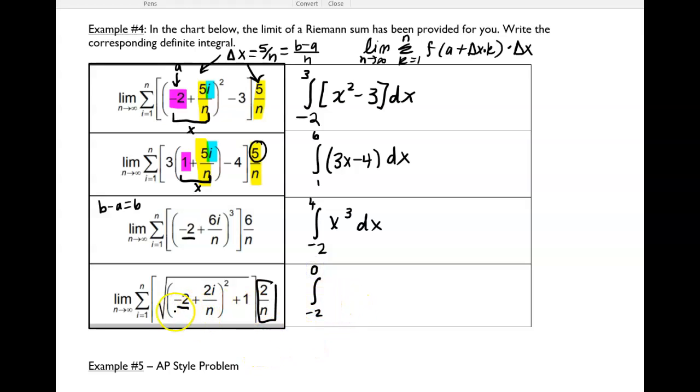My function then is, I see the square root. Remember, this whole part is my x. X squared plus 1 times dx.